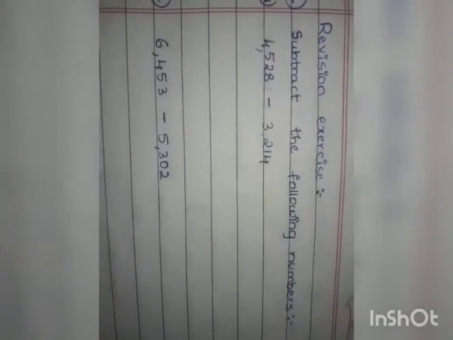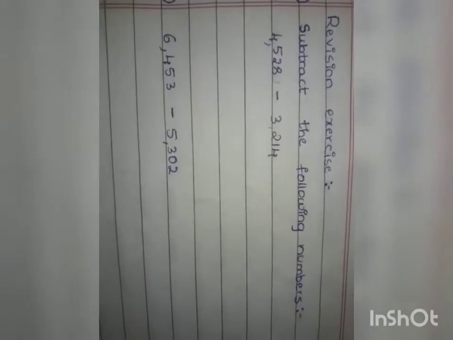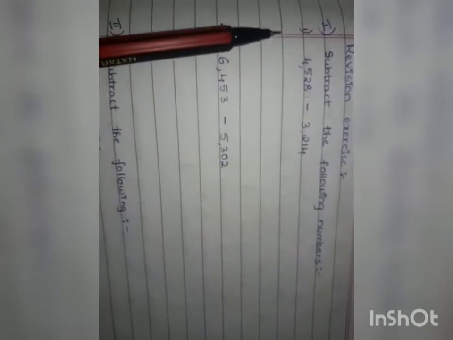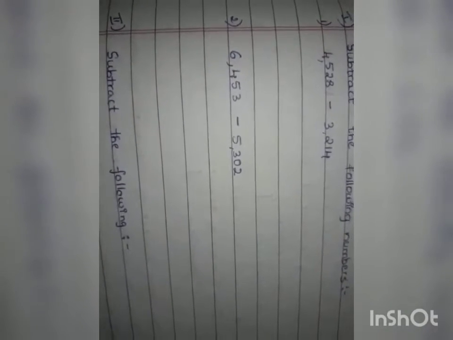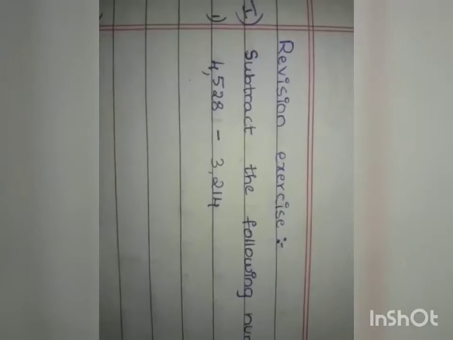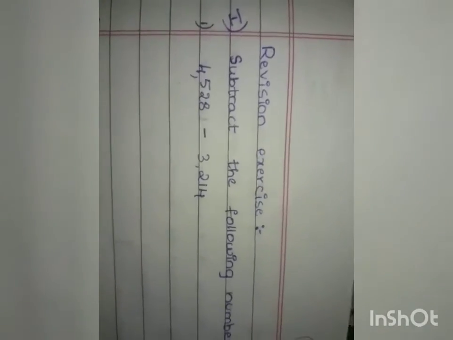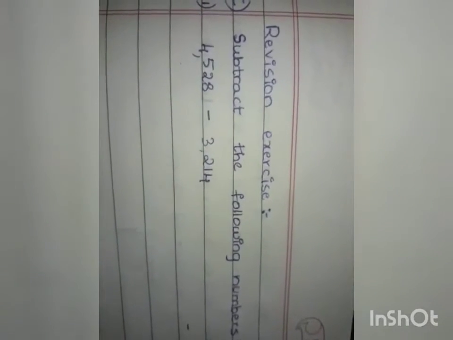So let us now quickly go through some revision exercises to recall whatever you have learnt in 4th standard. First is subtraction with 4-digit numbers without borrowing. Okay, we'll simply subtract these numbers. So what is the first question given there? First question is 4528 minus 3214. So we'll subtract them first. Before subtracting, we'll quickly write down the place values of these numbers above them. Okay, this is going to help you a lot later on.